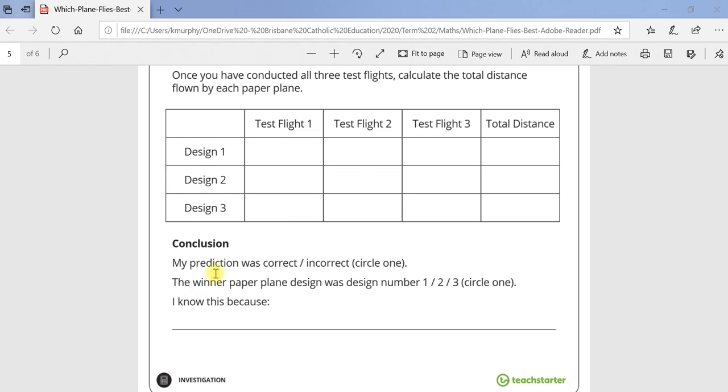Then tell us whether your prediction was right. Doesn't matter if it was, does it? And for the winner paper plane, say which one it was. And I'm hoping you know it because it went the furthest.